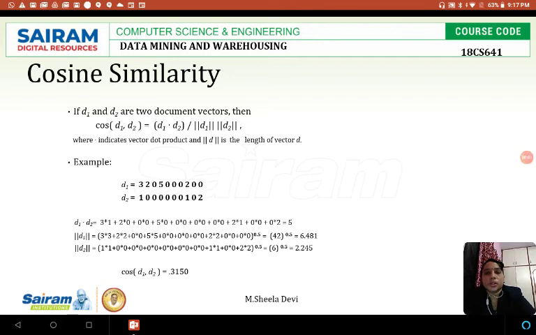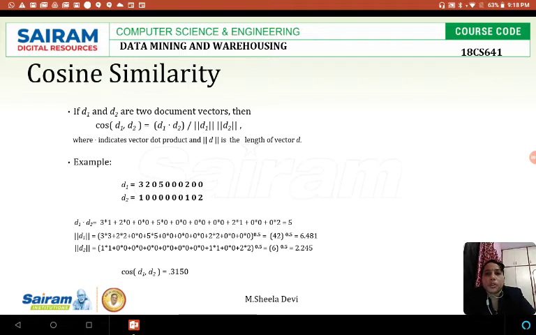I'm going to teach you how to calculate the distance between two document vectors using the technique called cosine similarity. If d1 and d2 are two document vectors, then cos of d1 comma d2 is equal to d1 dot d2 divided by mod of d1 into mod of d2, where the indicator dot is the dot product and mod d is the length of the vector d.